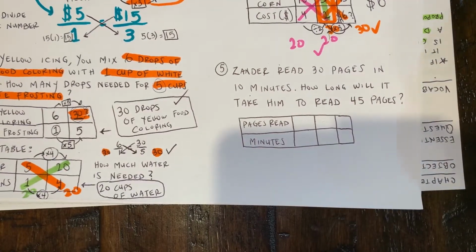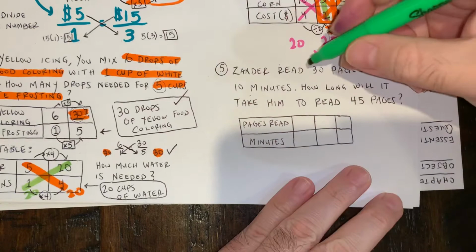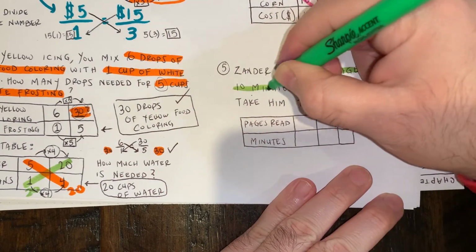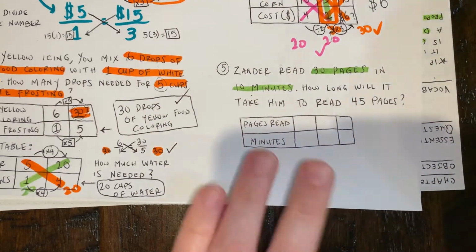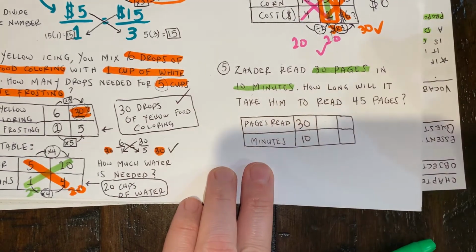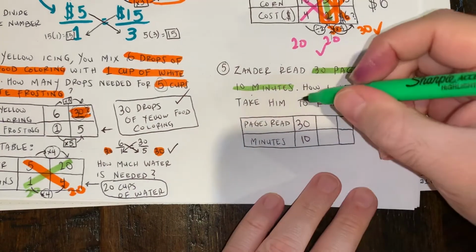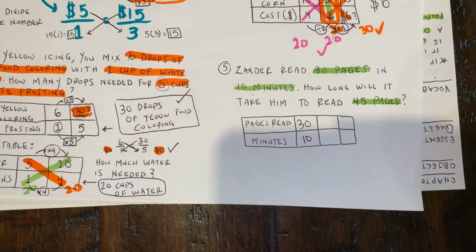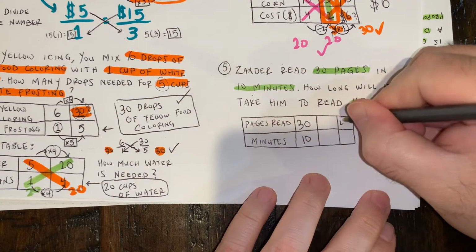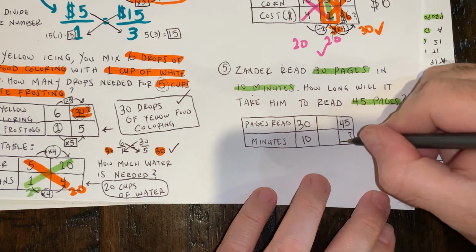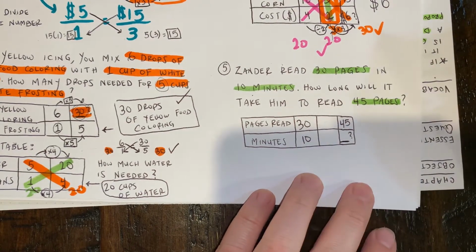So we're gonna start off with the information we know. Xander read 30 pages in 10 minutes. So that's gonna be my first column. Pages read, 30. In how many minutes? 10. How long will it take him to read 45 pages? So pages, I'm gonna put it at the end. And that means I'm looking to see how much time. That's gonna be my answer right there, that little column.